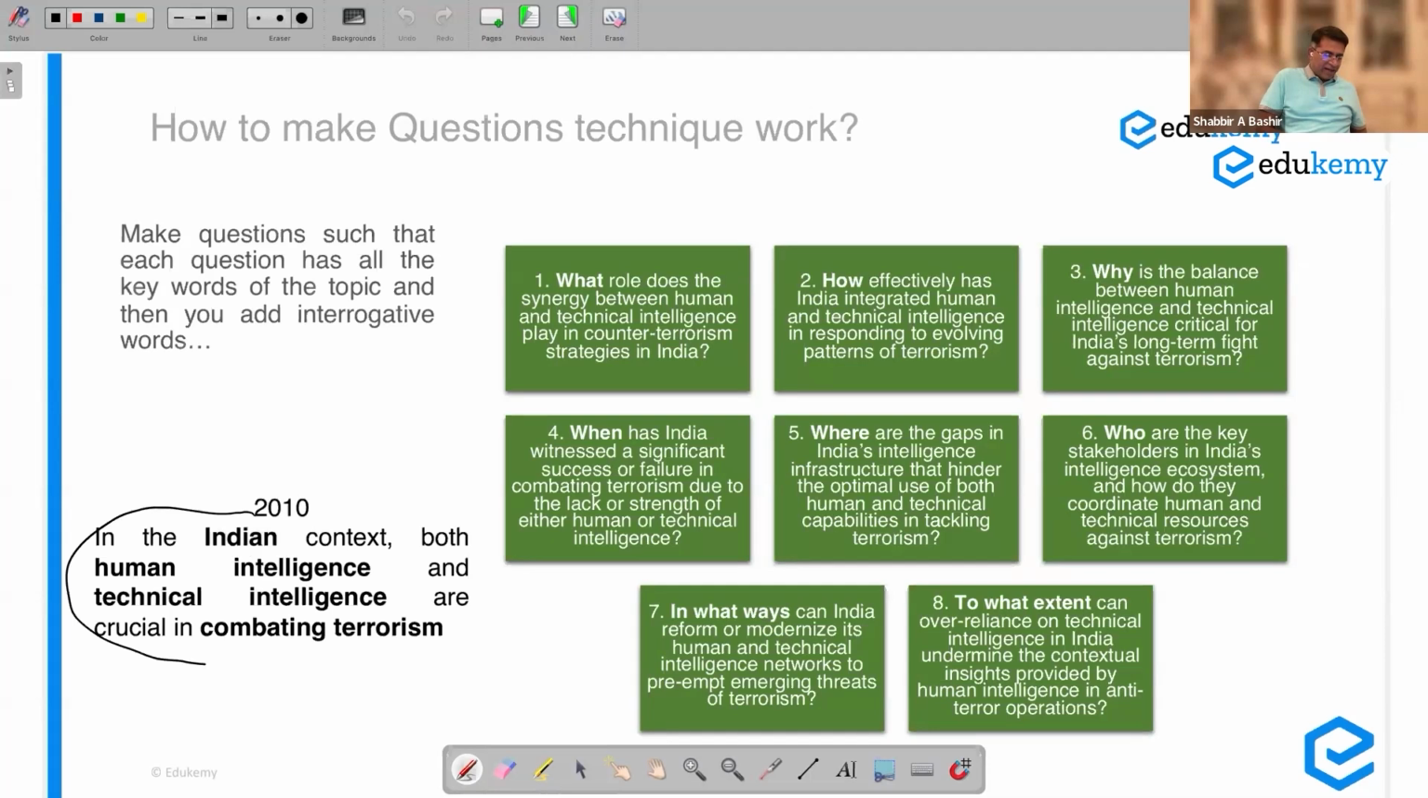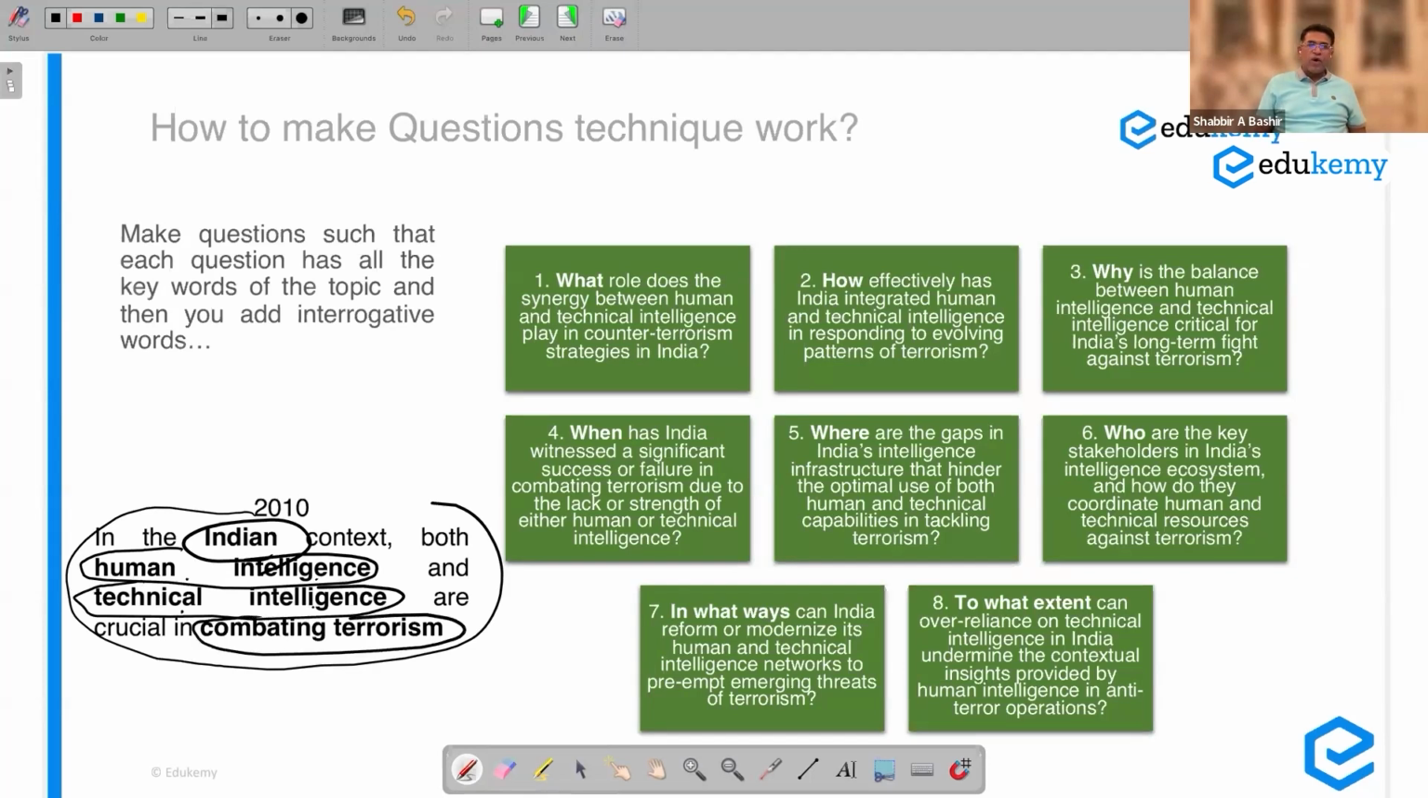In the Indian context, both human intelligence and technical intelligence are crucial in combating terrorism. So in this particular topic, the keyword is Indian context. The key phrase is human intelligence. The key phrase is technical intelligence. The key phrase is combating terrorism. All the questions I ask must have all four.